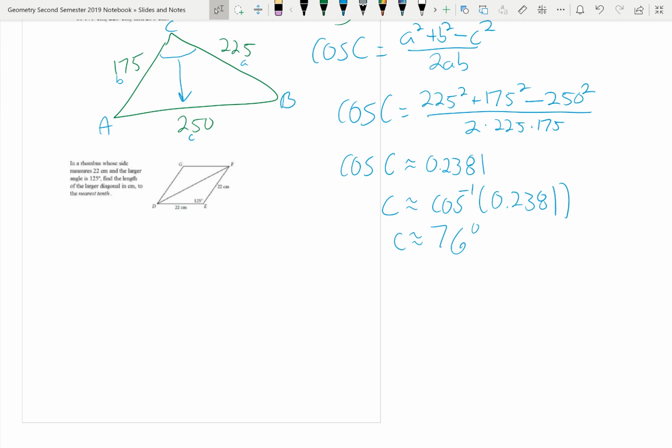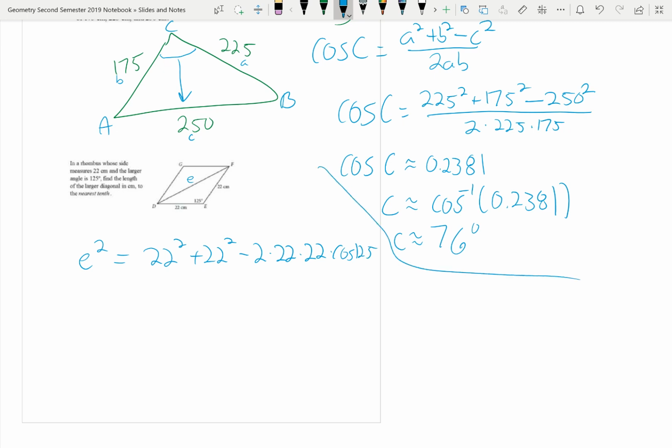And then with the last problem here, really quickly, I'm just going to call this E. So E squared is going to equal 22 squared plus 22 squared minus 2 times 22 times 22 times cosine of 125, right? So this, again, notice how E matches E. And this is a side angle side case. All right, so I'll go ahead and let you finish this problem. And that will conclude the 12.4 notes. Thank you for listening.